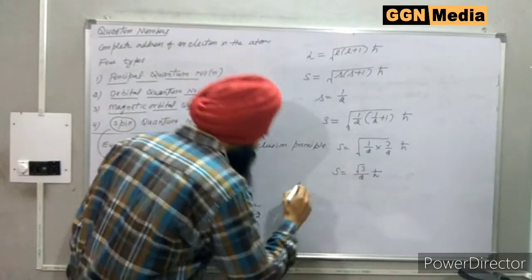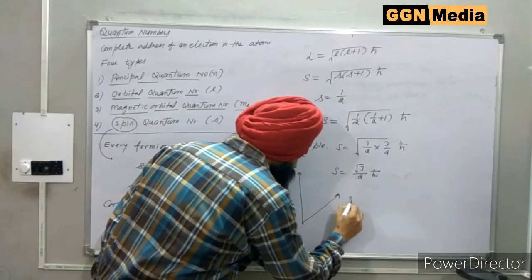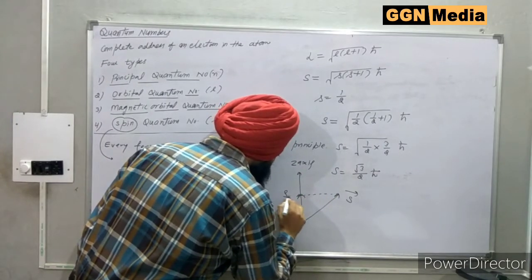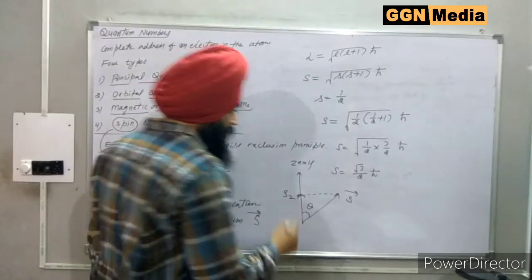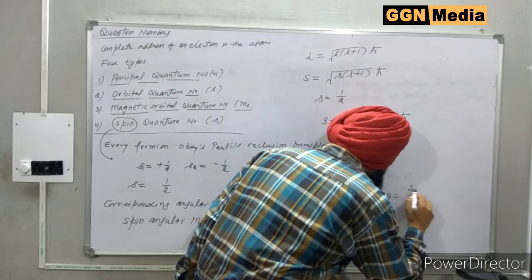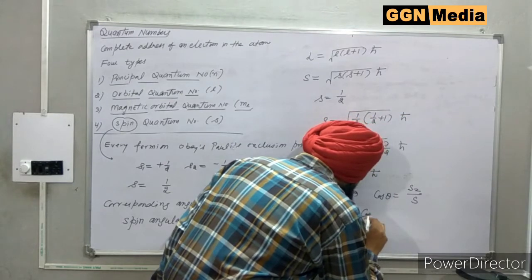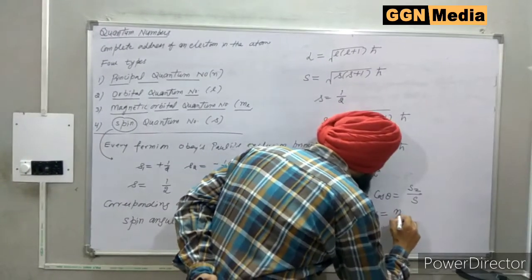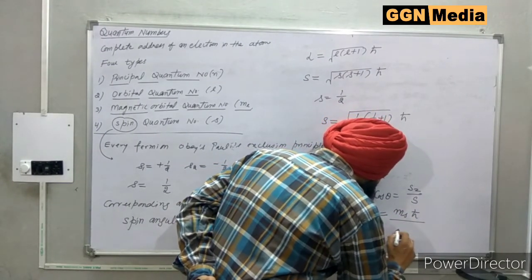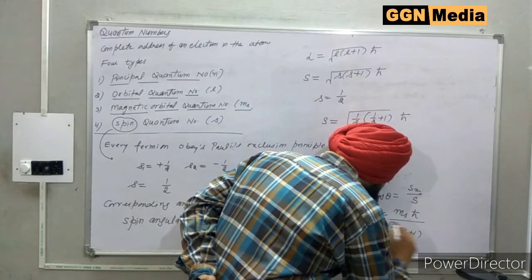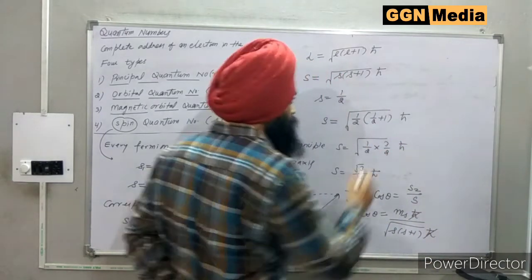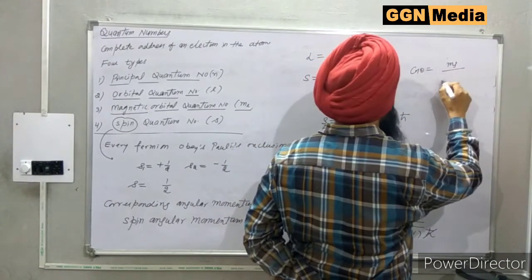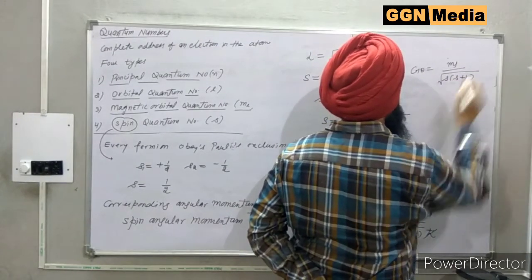This can also be represented by a vector model. This is vector S, this is the z axis. Its projection on the z axis is called Sz, with angle theta. So cos theta is again Sz upon S. The value of Sz is given by ms h cut, upon under root S into S plus 1 h cut. So we have cos theta is equal to ms upon under root S into S plus 1.